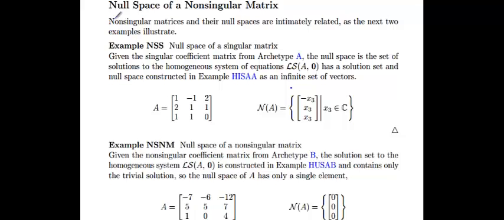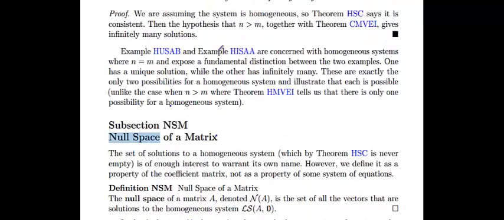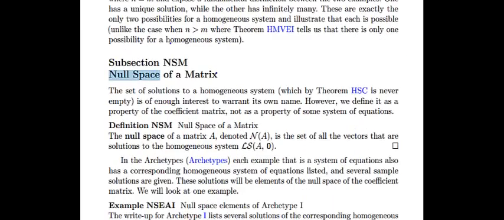Okay, let's now consider the null space of a non-singular matrix. So remind yourself of what a null space is. I just skipped back to this page. What page is it? Page 61. And here's the definition of null space right here.